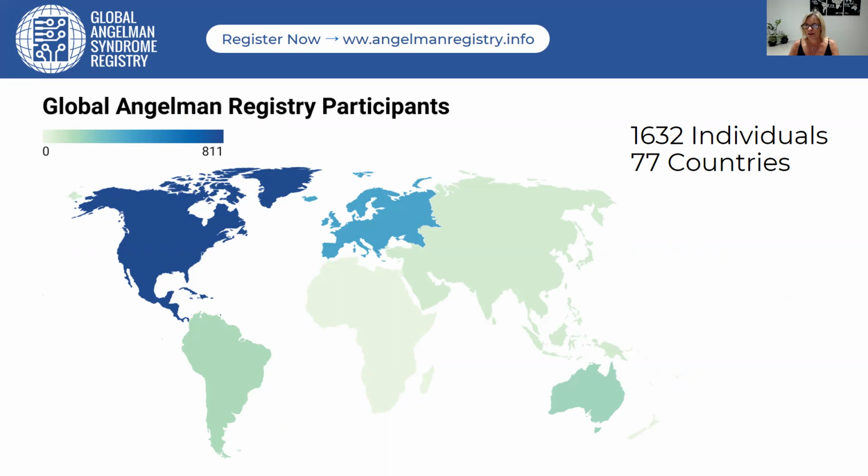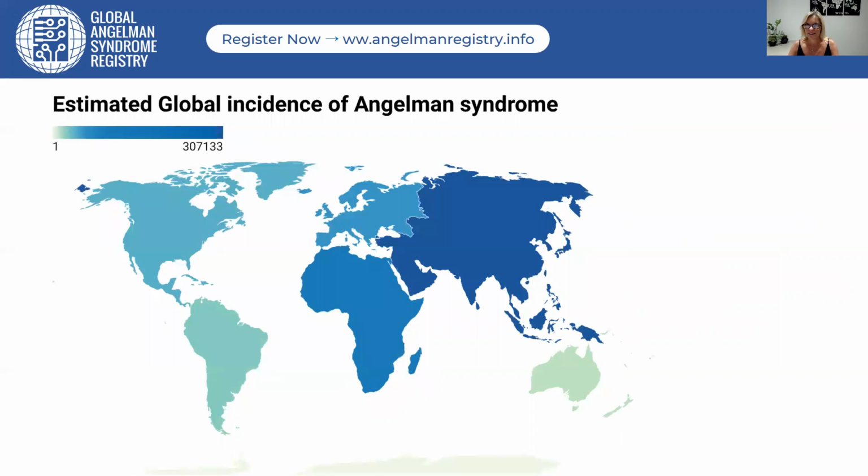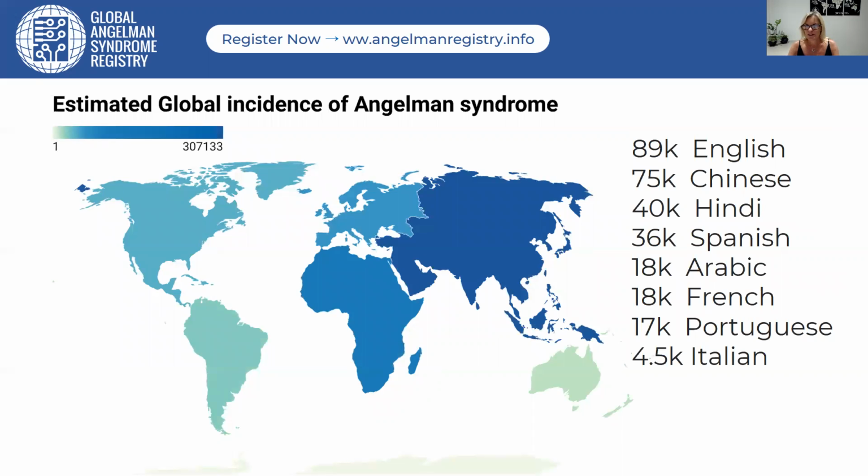As we record now, we've got 1,632 individuals in the patient registry from 77 different countries. And this map indicates the density of those participants. So we've got 60% in the Americas and 24% in Europe. But then when you go and look at the expected incidence of Angelman syndrome, you can see that's a very different picture. And that's because a lot of the English-speaking world is a lower density population.